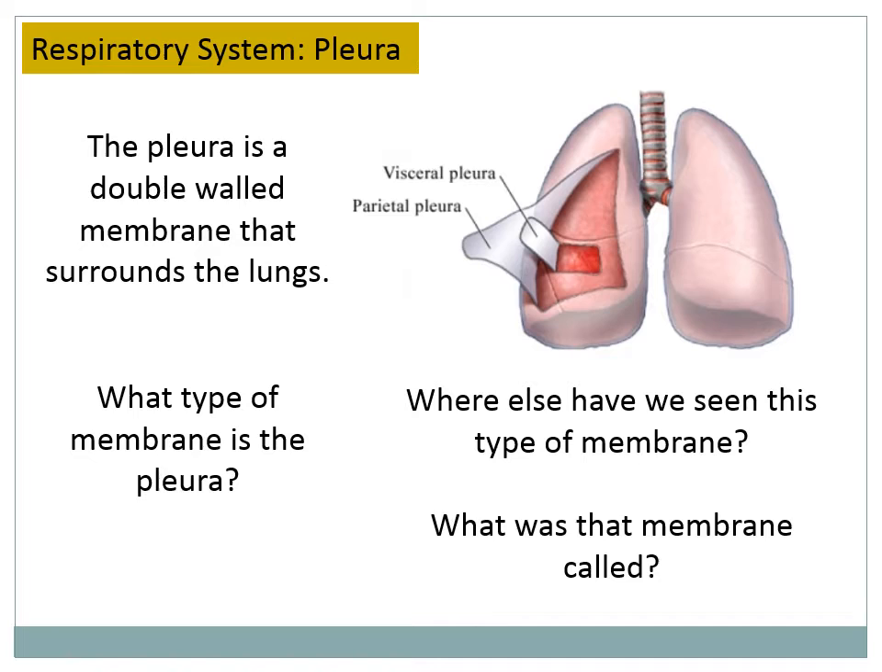Yeah, if you remember from our last unit, we also had a membrane like this, and it was a serous membrane. So this is a serous membrane. Where else have we seen a serous membrane before? Yeah, last unit we saw it on the heart, right? What was the membrane around the heart called? Yeah, it was called the pericardium. So linking a couple of things together, pleura would be for your lungs, pericardium would be for your heart.